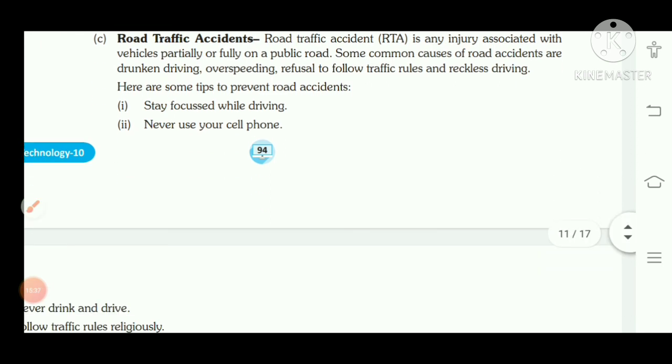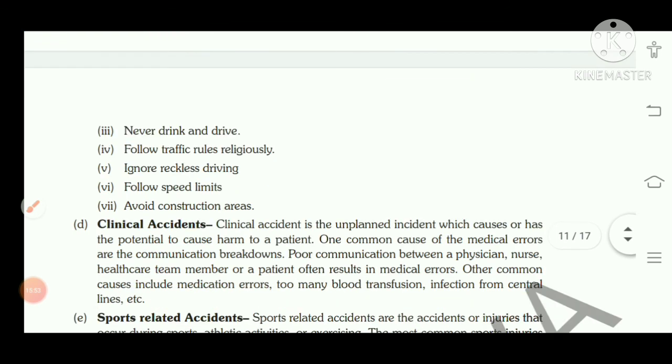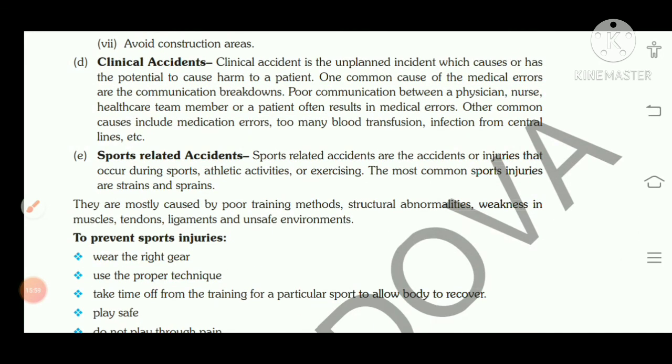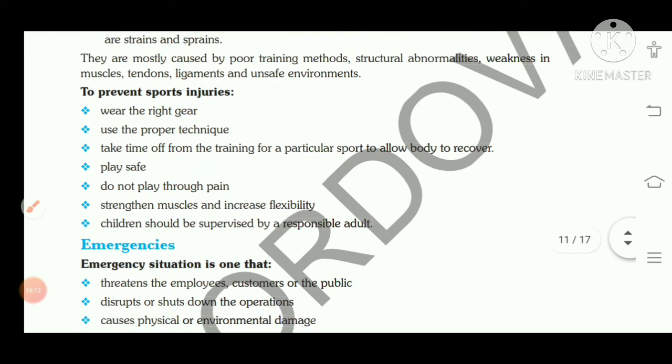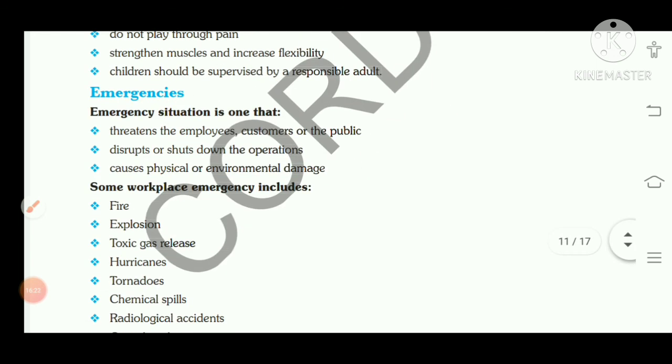Road traffic accident, road पे if you are not moving properly, तो this thing happens. So you have to follow whatever the traffic rules are. Speed ज़्यादा नहीं रखना है, and never drink and drive, and never use a cell phone when you are driving, and follow speed limits, avoid construction areas, ठीक है. Clinical accidents, clinical accident में these mistakes हो जाएगी, that some blood transfusion में too many blood transfusions हो गया, that poor communication between physician and nurse. And sports related accidents: wear the right gear, proper technique should be there, play safe and do not play when you are in pain, and children must be supervised by a responsible adult.